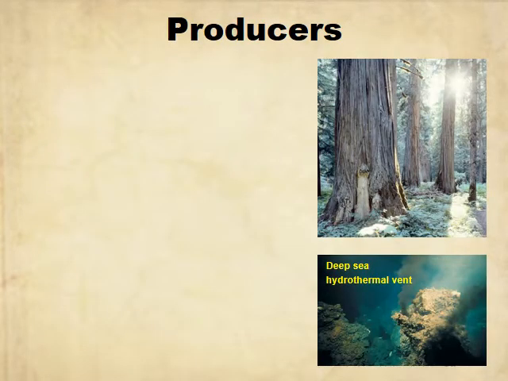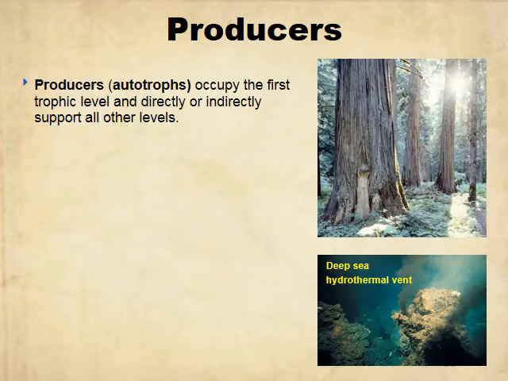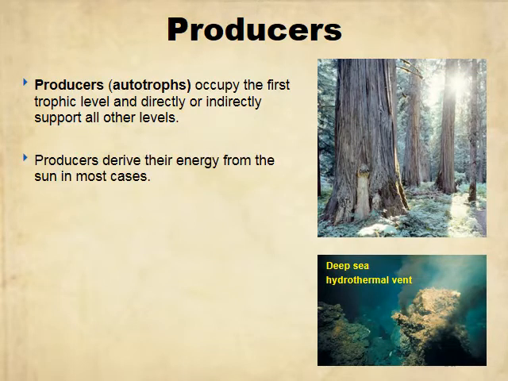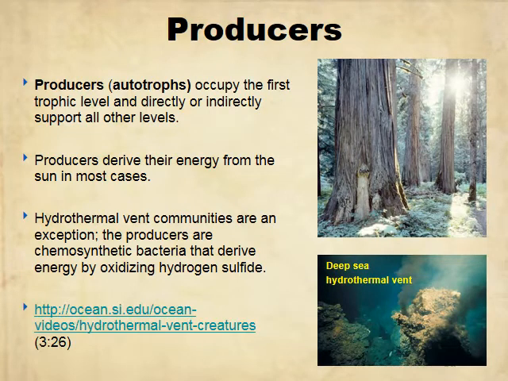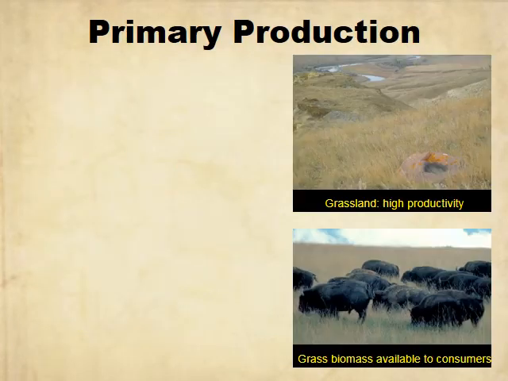Your producers can be anything from large trees to algae, also known as autotrophs. They're the base of every single food chain. They mostly get their energy from the sun. However, hydrothermal vent communities down in the deep sea use chemosynthetic bacteria to derive their energy. So instead of using the sun, they use hydrogen sulfide as their energy to actually start off the food chain down there. We'll watch a video clip of that in class.